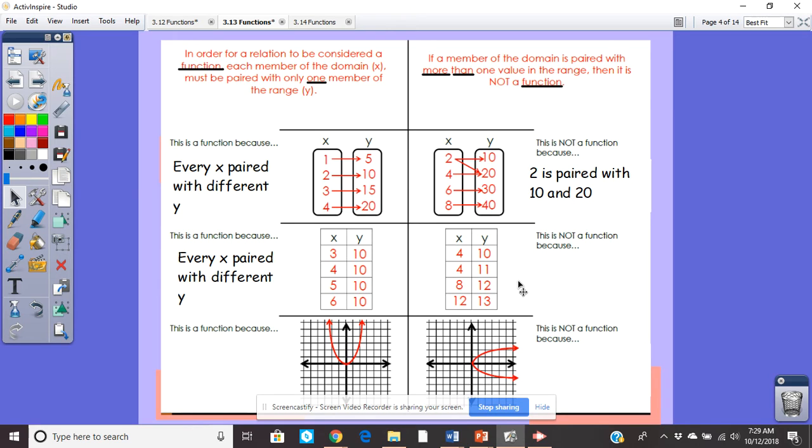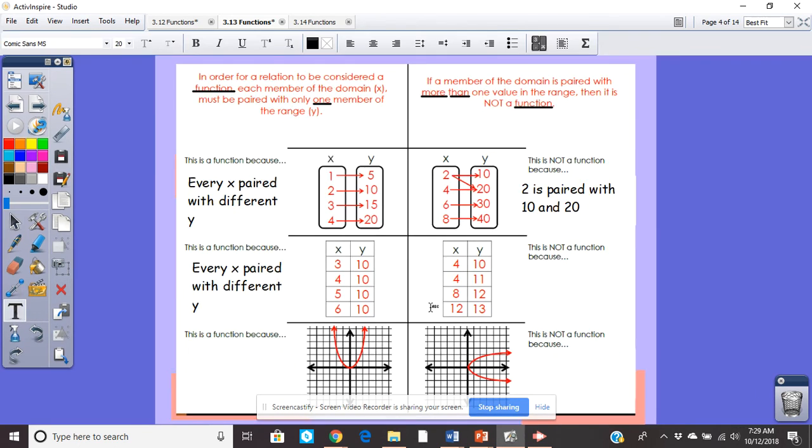The next table here is not a function because you can see that 4 is paired with 10 and 11. So you can see that the X value repeats, and that's what we don't want to happen.